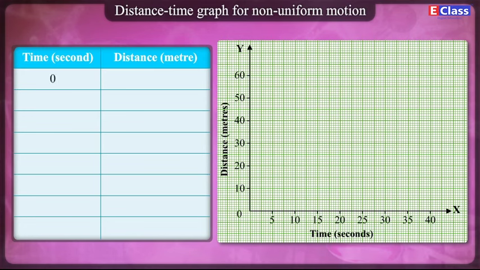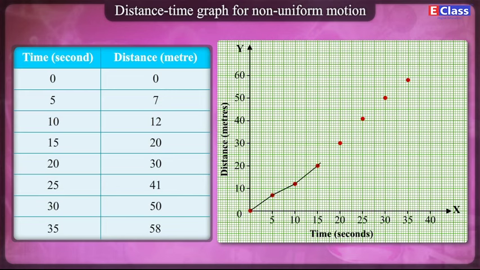Time in seconds 0, distance in meters 0. Time 5, distance 7. Time 10, distance 12. Time 15, distance 20. Time 20, distance 30. Time 25, distance 41. Time 30, distance 50. Time 35, distance 58.